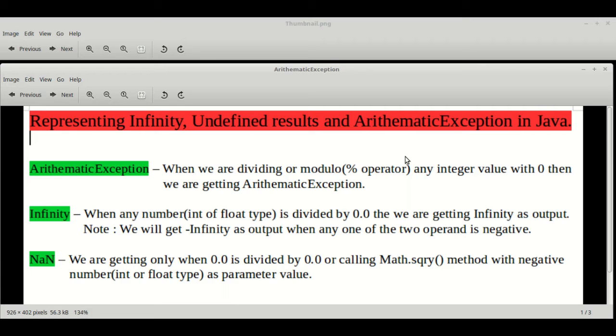And we will see when we get NaN. NaN represents not a number. We get it only when 0.0 is divided by 0.0, or when we call math.sqrt with a negative number. It can be int or float type as the parameter value. Whenever we call math.sqrt with a negative number, the output will be NaN. So let us see with the program.